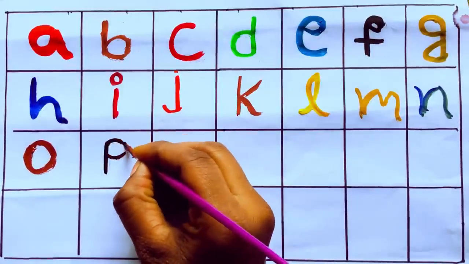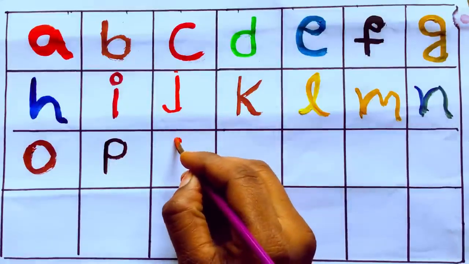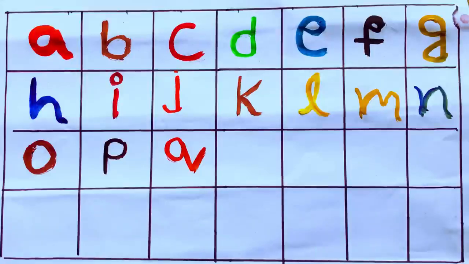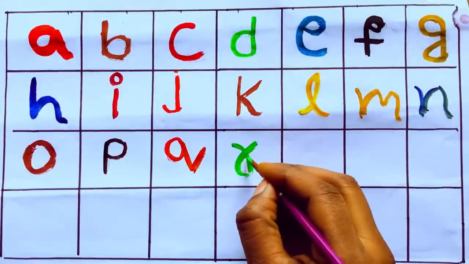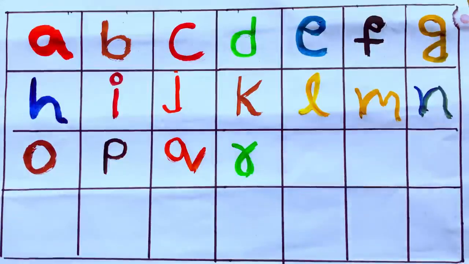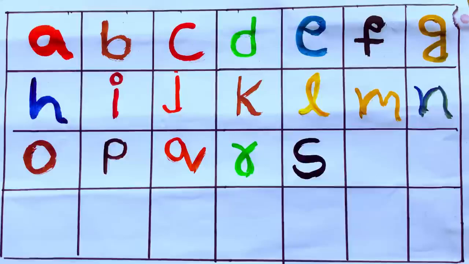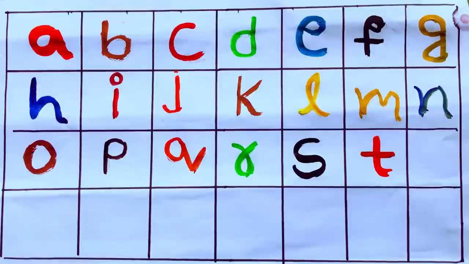Black color, P for pen. Orange color, Q for queen. Light green color, R for rose. Black color, S for sun. Orange color, T for ten.